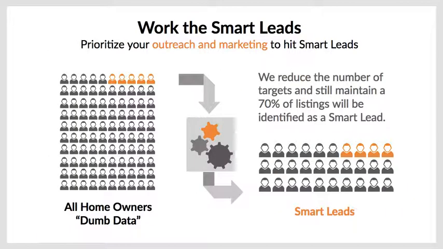Now, of course, the reason why smart leads are also very powerful is because we've greatly reduced the number of homeowners that you need to really outreach and market to. Now, we've given you every homeowner, but you want to focus on the ones that we scored over 70. These are called the smart leads. And of course, even though we've reduced your farm by at least 60-70%, you'll still maintain about 70% of listings will be in that grouping we call smart leads. And this is where we're going to focus our marketing. This is where we're going to focus our campaigns. And if we do that on a consistent basis, you're going to get results.